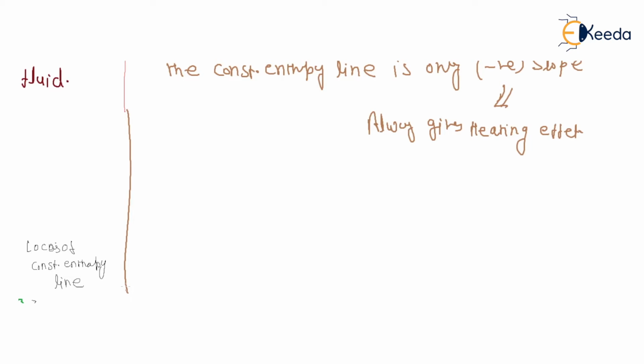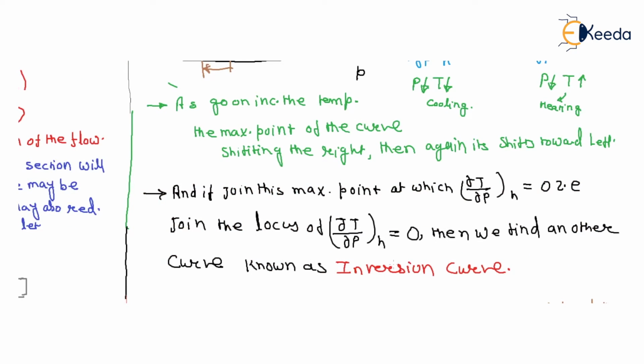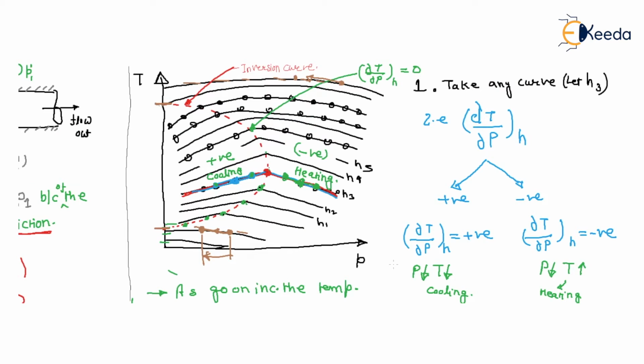Now the next point, very important. If we throttle the fluid at the positive part, that means if this is point number 1 and this is point number 1 dash, let's suppose we throttle in the positive slope part. This is your positive slope.